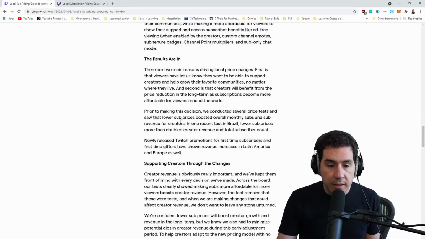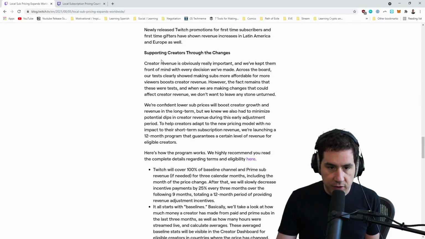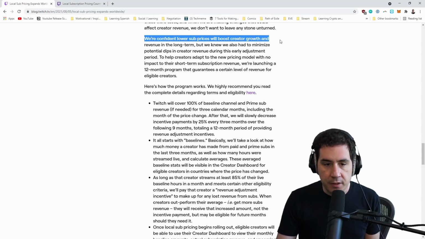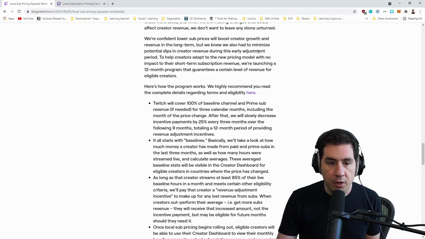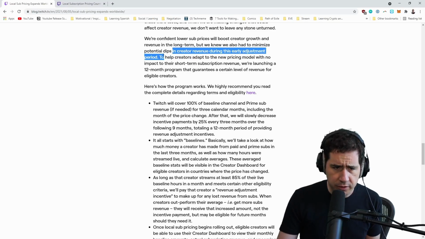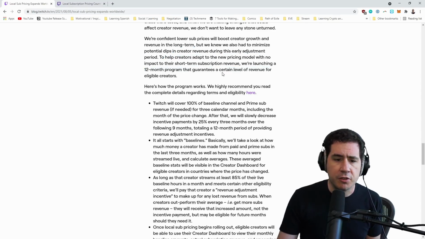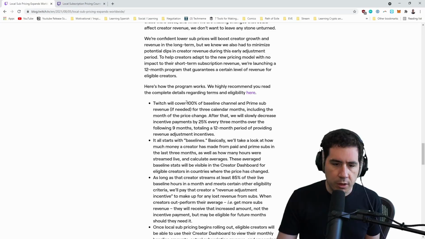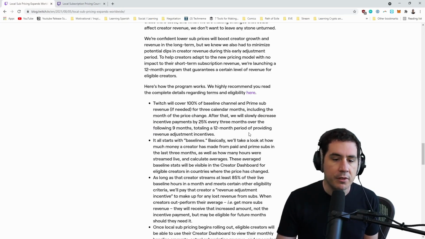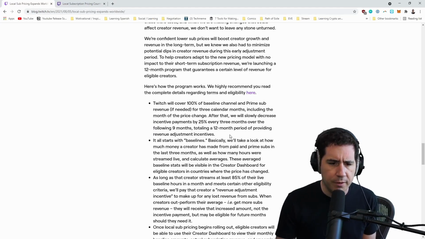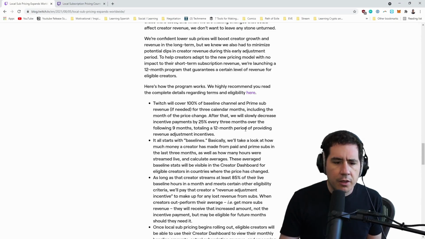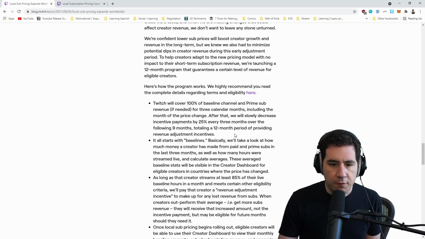Twitch knows that, and that's why they made this section, supporting creators through the changes. So we're confident lower subs will boost creator growth and revenue in the long term, but we also know we have to minimize potential dips in creator revenue during this early adjustment period. So for 12-month program, we're guaranteeing a certain level of revenue for eligible creators. Twitch will cover 100% of the baseline channel and prime sub revenue if needed for 3 calendar months, including the month of the price change. After that, we will slowly decrease by 25% every 3 months over the following 9 months, totaling a 12-month period of providing revenue adjustments. So what that means basically is they're going to cover you to some extent for about a year as these prices come in.